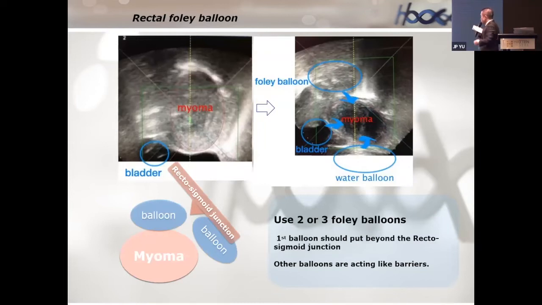Please see the ultrasound image. The left one is the posteriorly located uterus, and we put in the balloon inflation, and we can change the position from retrograde to anterograde.